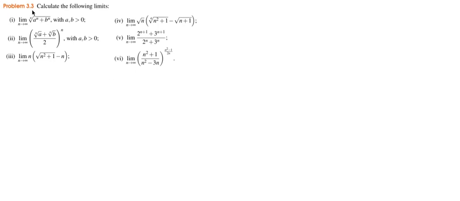Problem 3.3, calculate the following limits, and we have 6 limits to calculate. Okay, easy enough. Let's go to each of them. First is the limit when n goes to infinity of the nth root of a to the n plus b to the n, with a, b greater than 0.